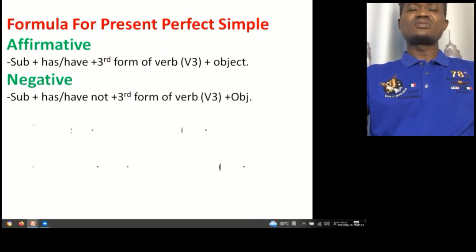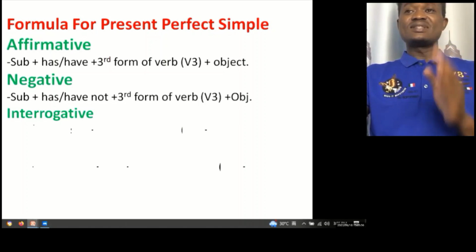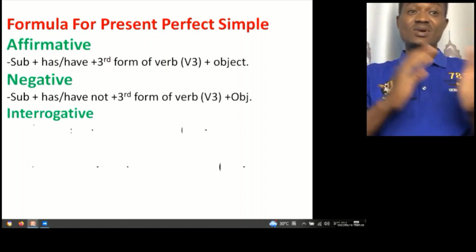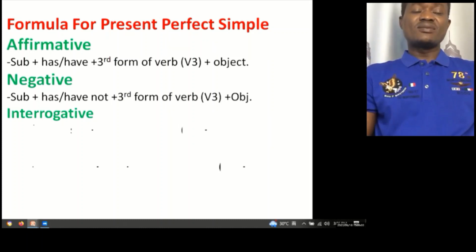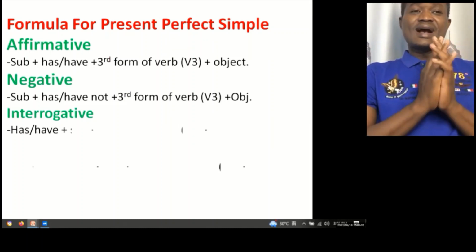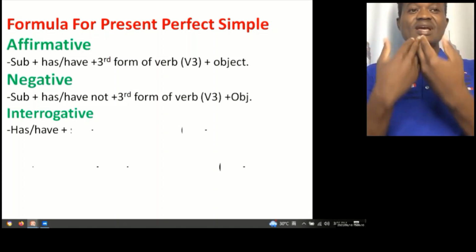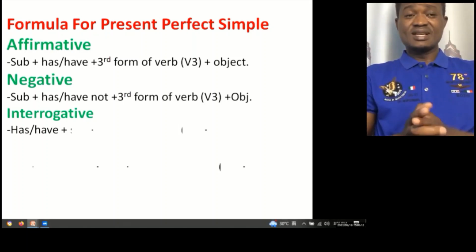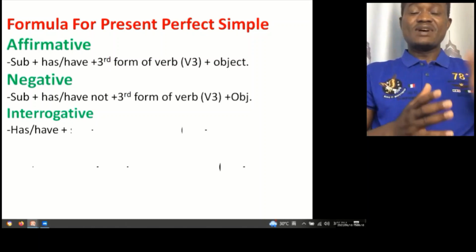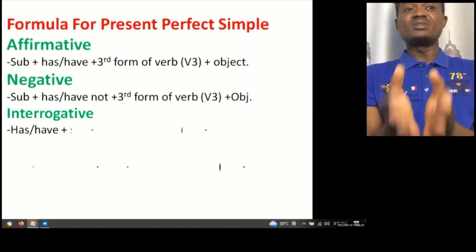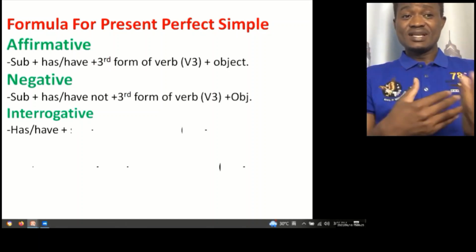Now let's go to the interrogative sentence, that is the question form. For the interrogative sentence, we're going to talk about the yes and no question first. Here we need to know that the auxiliary verb has or have will be in front of the subject, because we are trying to ask questions. You gotta know this one.